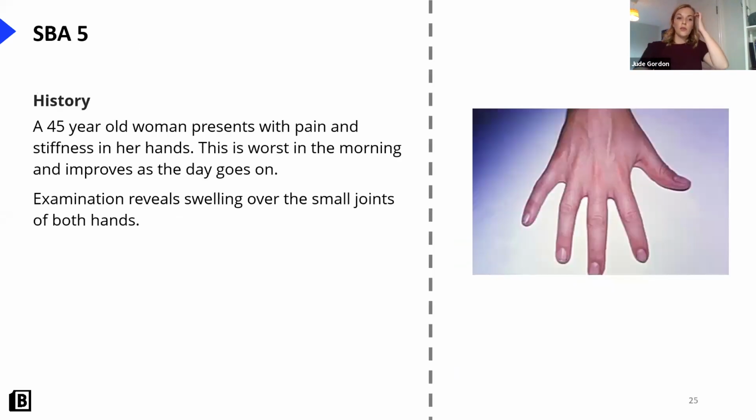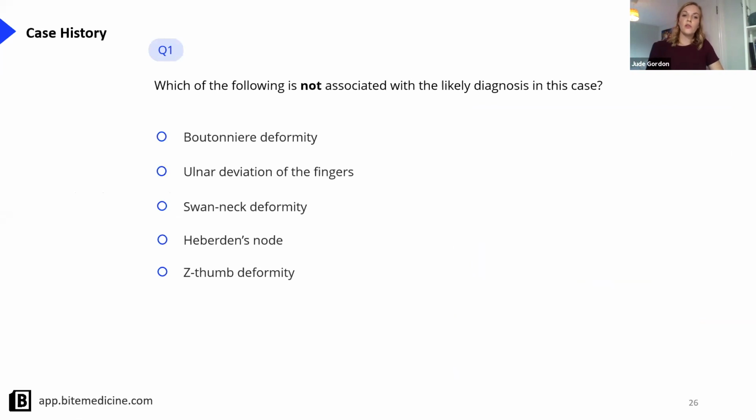Okay, so the next one we've got is a 45-year-old woman who presents with pain and stiffness in her hands. This is worse in the morning, but improves as the day goes on. When she's examined, she's got some swelling over the small joints of both of her hands. So which of the following is not associated with the likely diagnosis? We've got various deformities and changes here, most of which are linked to this diagnosis, and one of them isn't. So you're looking for the one that isn't.